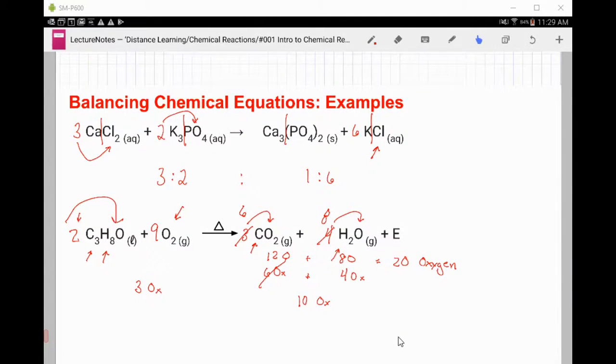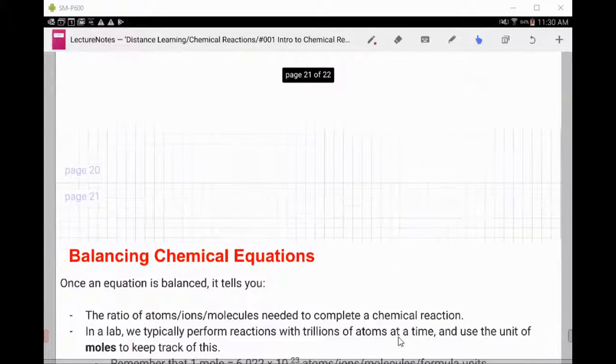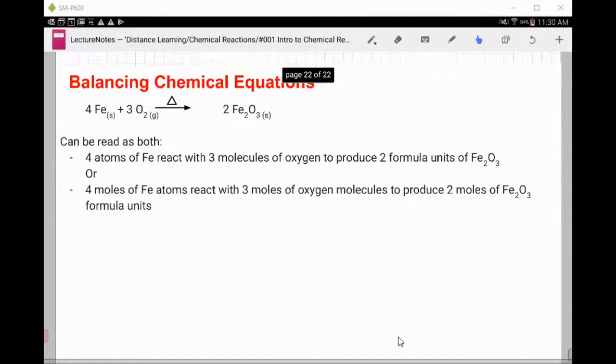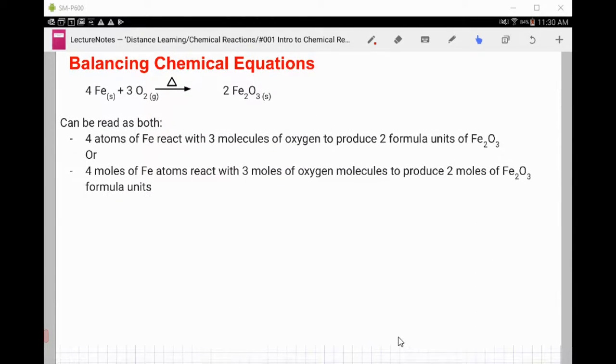So the same way I had in the previous examples a 3-to-2 ratio for calcium chloride to potassium phosphate, which told me that I would need 3 formula units of calcium chloride for every 2 formula units of potassium phosphate. If we scaled it up larger, I could say 3,000 formula units of calcium chloride for every 2,000 formula units of potassium phosphate. And if we scale it up even larger to molar quantities, I could say 3 moles of calcium chloride reacts with 2 moles of potassium phosphate.